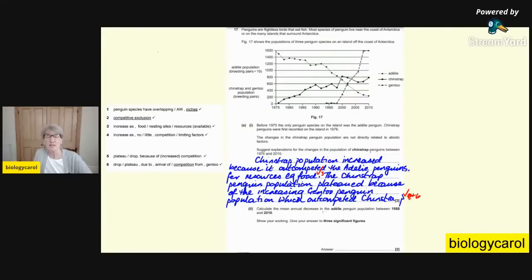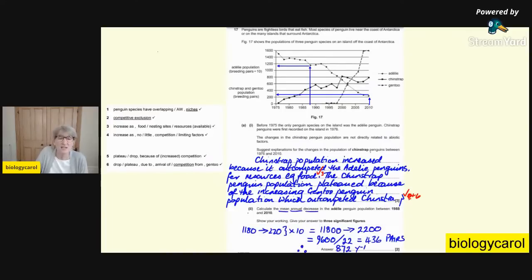Calculate the mean annual decrease in Adelie penguin population between 88 and 2010. So I have not done this brilliantly, but I've tried. I've taken a line up to 88 for the Adelie penguins, and I'm thinking that is about 1,180-ish. Not entirely sure. I couldn't put these lines in exactly the right place, but I'm thinking that's probably about 220. So this is what I wrote.